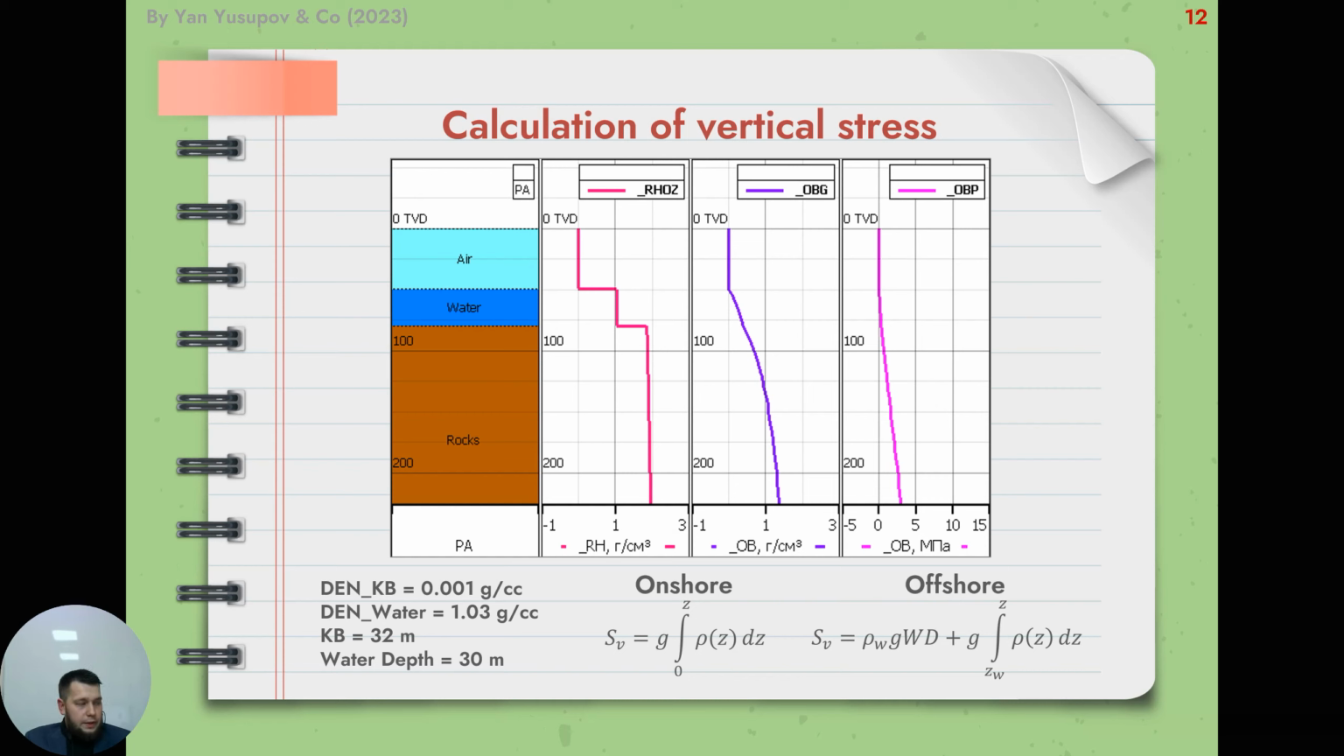For the offshore, the addition of water pressure is included in the equation. In onshore, without this addition.